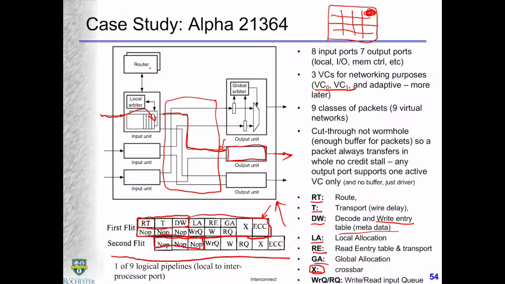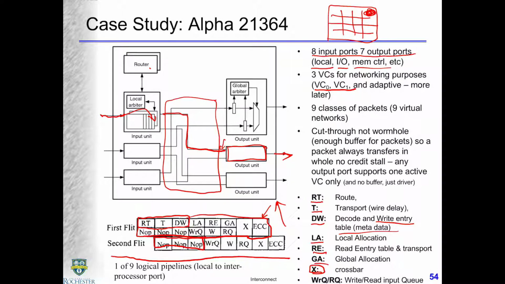But the input port is actually fairly complicated. You have the local input port, that's the processor. You have a port that allows you to go to the I/O, memory controller, and so on. So you have more than 1 local input port. All of them added together, it ends up being a chip, a router that supports 8 input ports and 7 output ports. Of course, you don't have to use all of them.